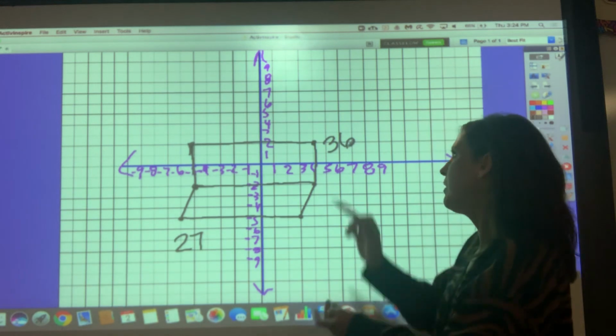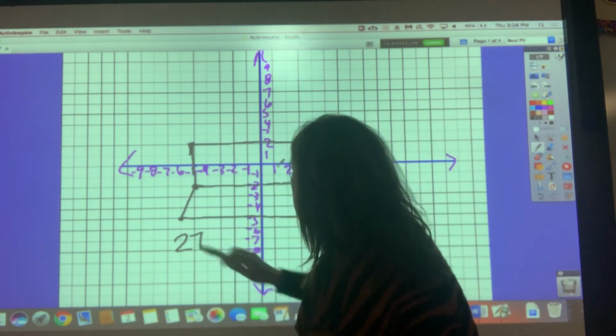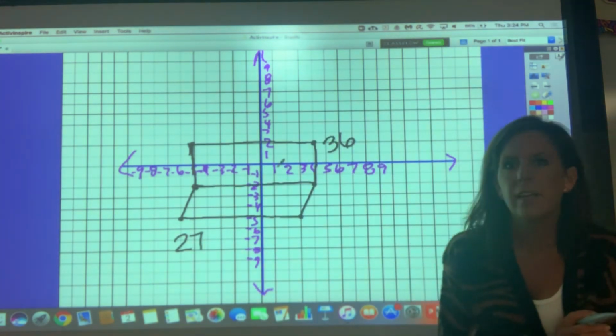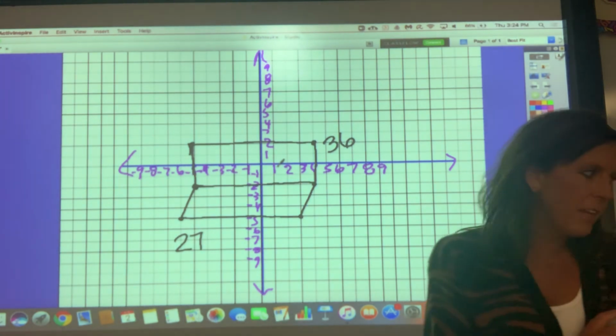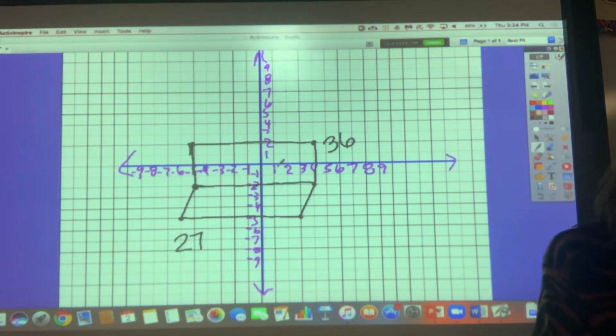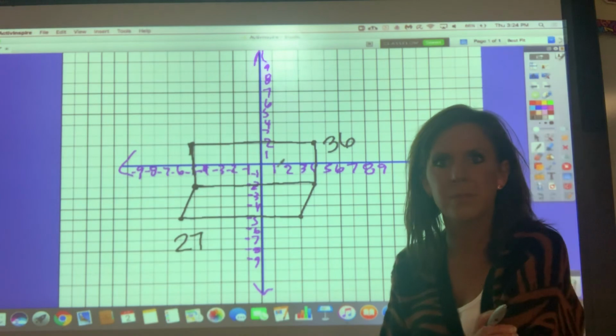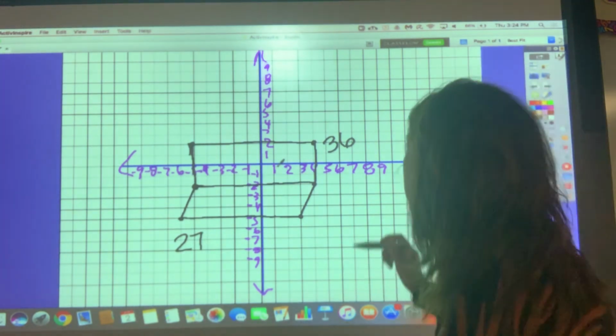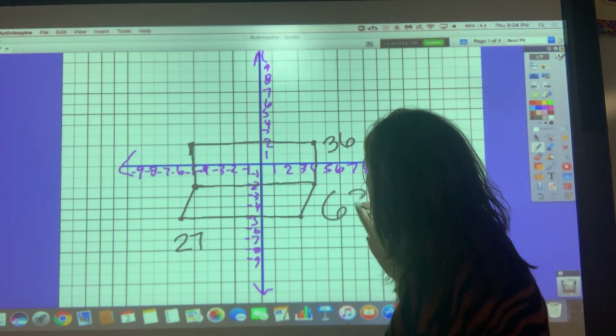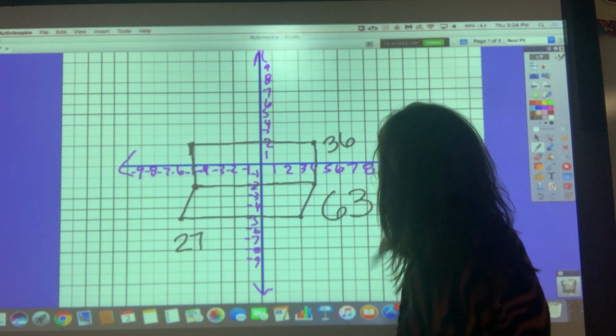Now all we need to do is add the top part to the bottom part to find the area of our composite figure. So what would be the area of this composite figure? Hopefully you got 63 units squared.